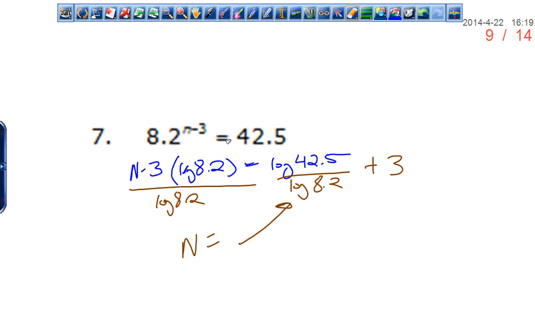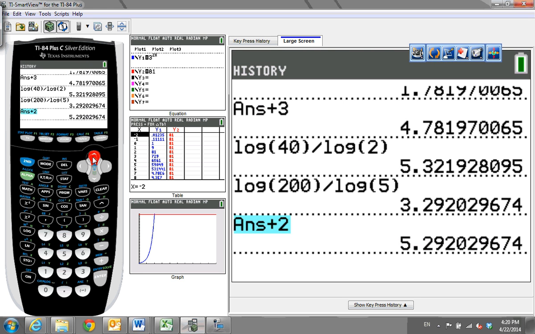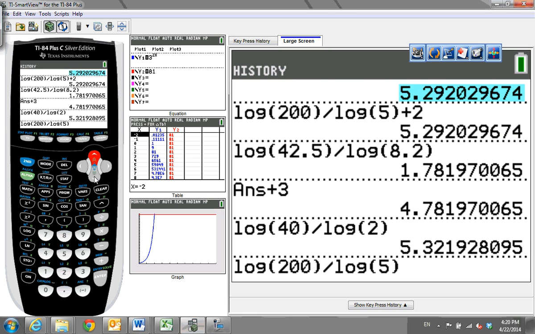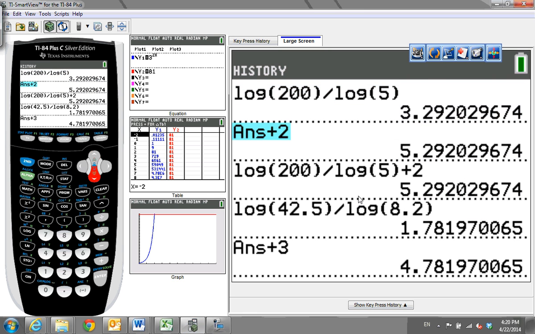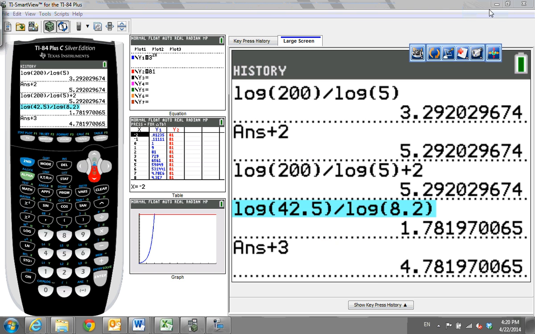Alright, number 7, same thing. We take log of 8.2, the n minus 3 goes in front, so that's why I have n minus 3. We divide by log of 8.2, and then we add 3, which I obviously did not do, so I'll do that real quick, and we can find it in my calculator. Yeah, there it is. So my answer should be 4.782.